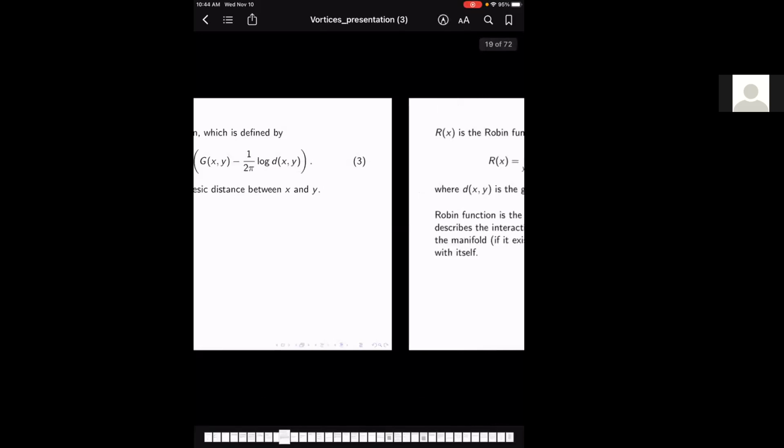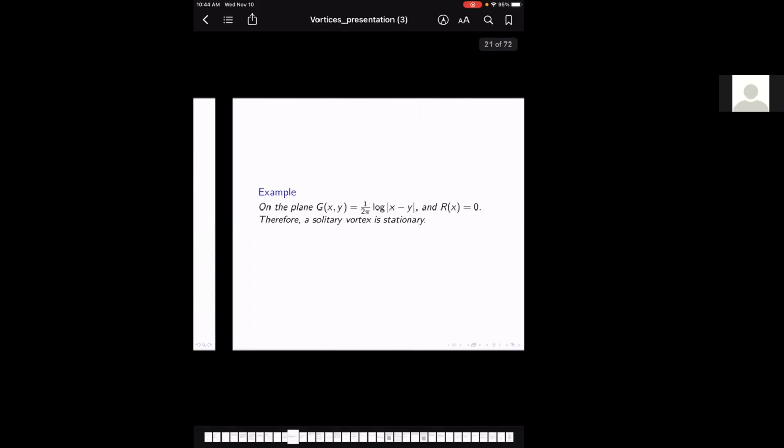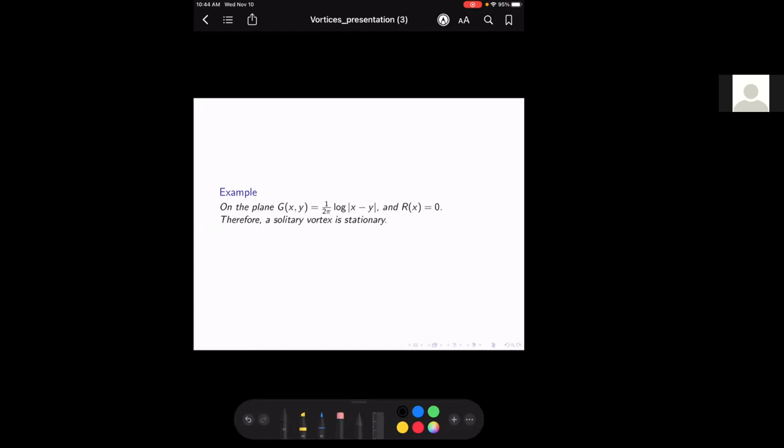So yeah, that's precisely what I said. Robin's function is the desingularization of the Green's function, and it describes the interaction between a single point vortex and the boundary of the surface, and the resulting interaction between the point vortex and itself. And it is the only reason why a solitary point vortex may be non-stationary on some surface.